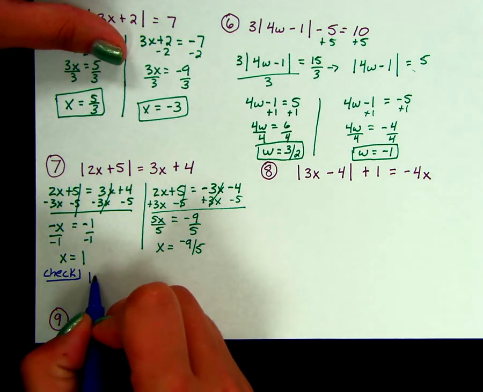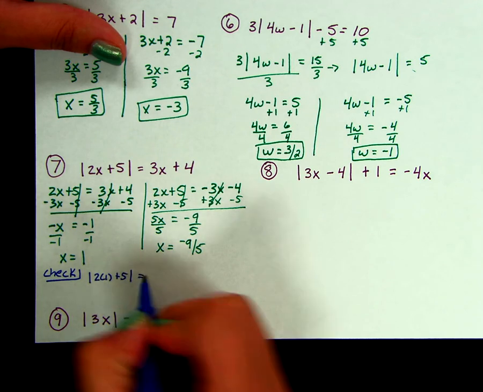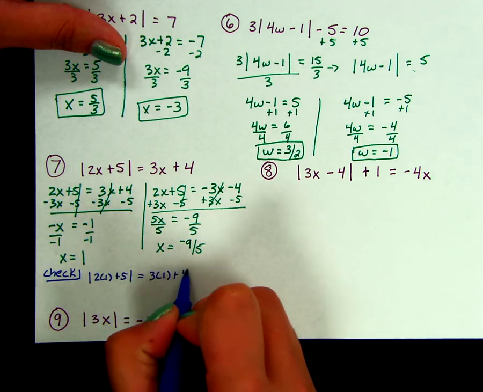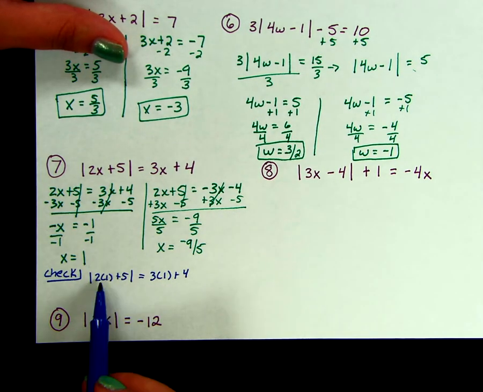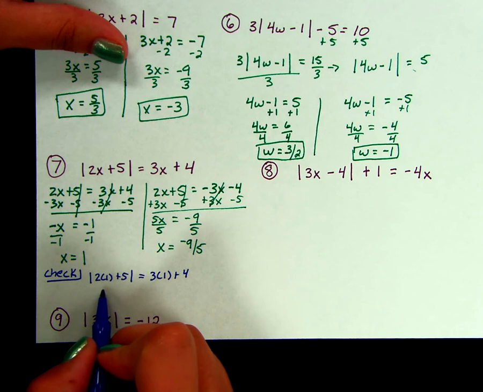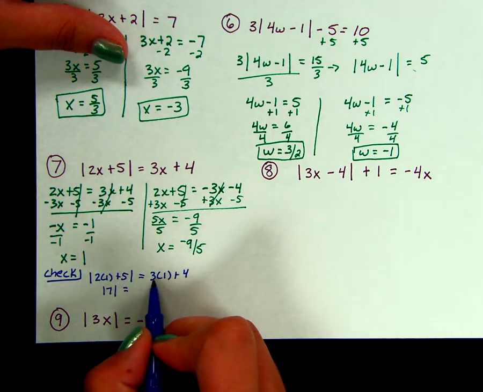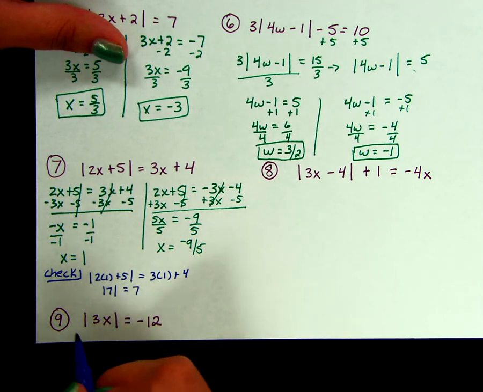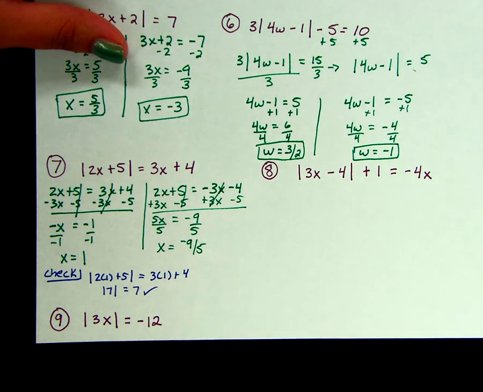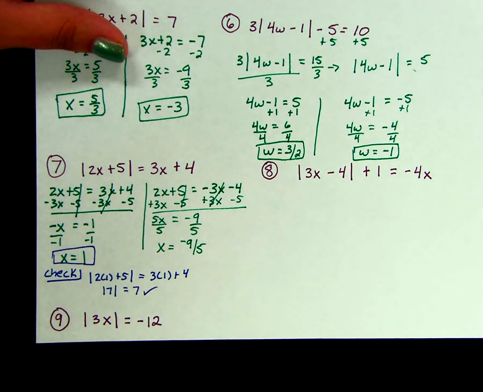So absolute value of 2 times 1 plus 5 equals 3 times 1 plus 4. So I'm going to do a little bit of simplifying in my head. So I know that 2 times 1 is 2, and then if I add it to 5, that'll give me 7. So we have the absolute value of 7 equals, and again, 3 times 1 is 3, plus 4 is 7. So the absolute value is equal to 7. So this one works. So I know that this is an answer. So I'm going to circle it. And then I'm going to do the same thing to the next problem.